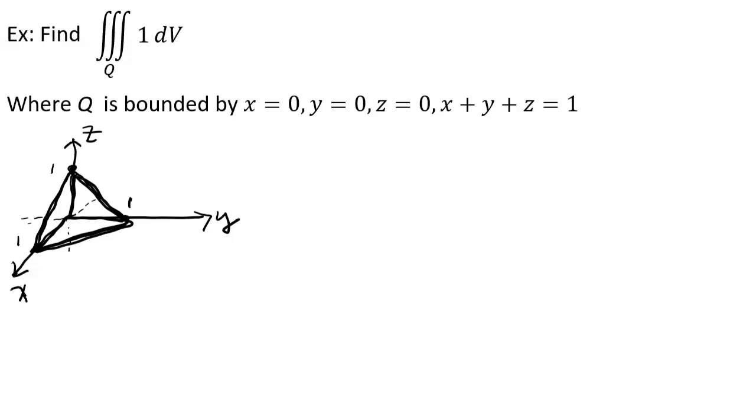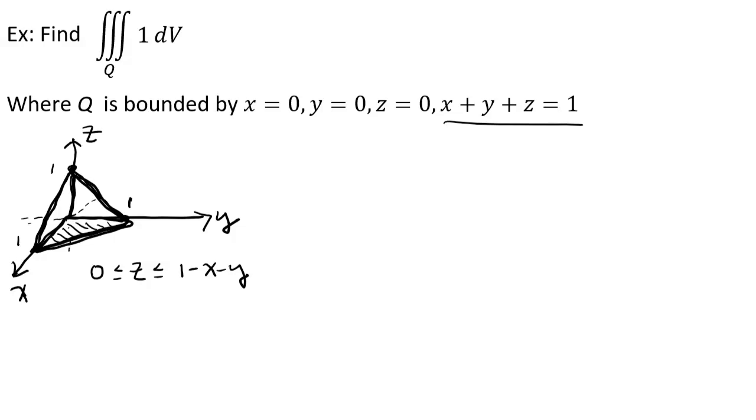Then we need to look for bounds for Q. Let's first look for bounds for z. The bottom surface is just this flat plane, the xy plane, which is z equals 0. And then we go up to the inclined plane leaning backwards into the screen, which is just this equation solved for z. So it would be 1 minus x minus y.